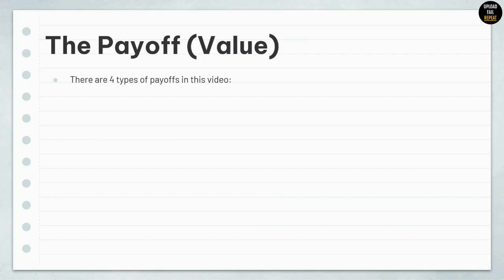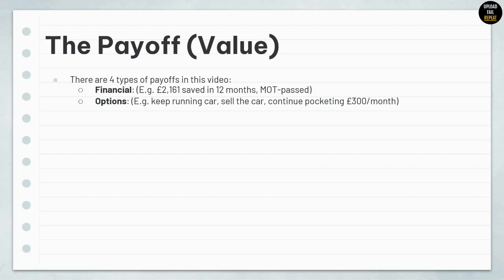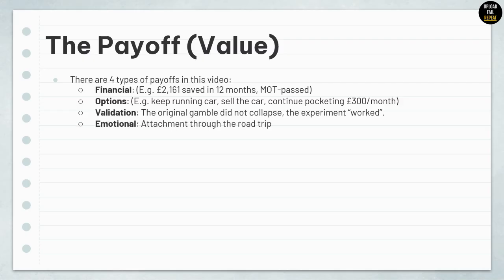There are 4 types of payoffs in this video. The financial, so the saving of £2,161 over 12 months, the MOT has passed. The options: keep the running car, sell the car, or continue pocketing £300 per month. The validation: did the original gamble succeed and not collapse? The experiment worked. Emotional, so attachment through the road trip.